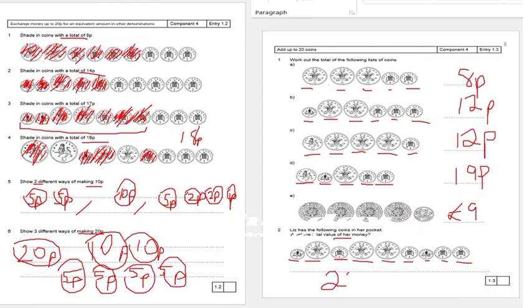Let's just double check that again quickly. So 5, 6, 7, 8, 10, 12, 13. 13 plus 5 is 18, 19, 20. Yep, so that is correct.